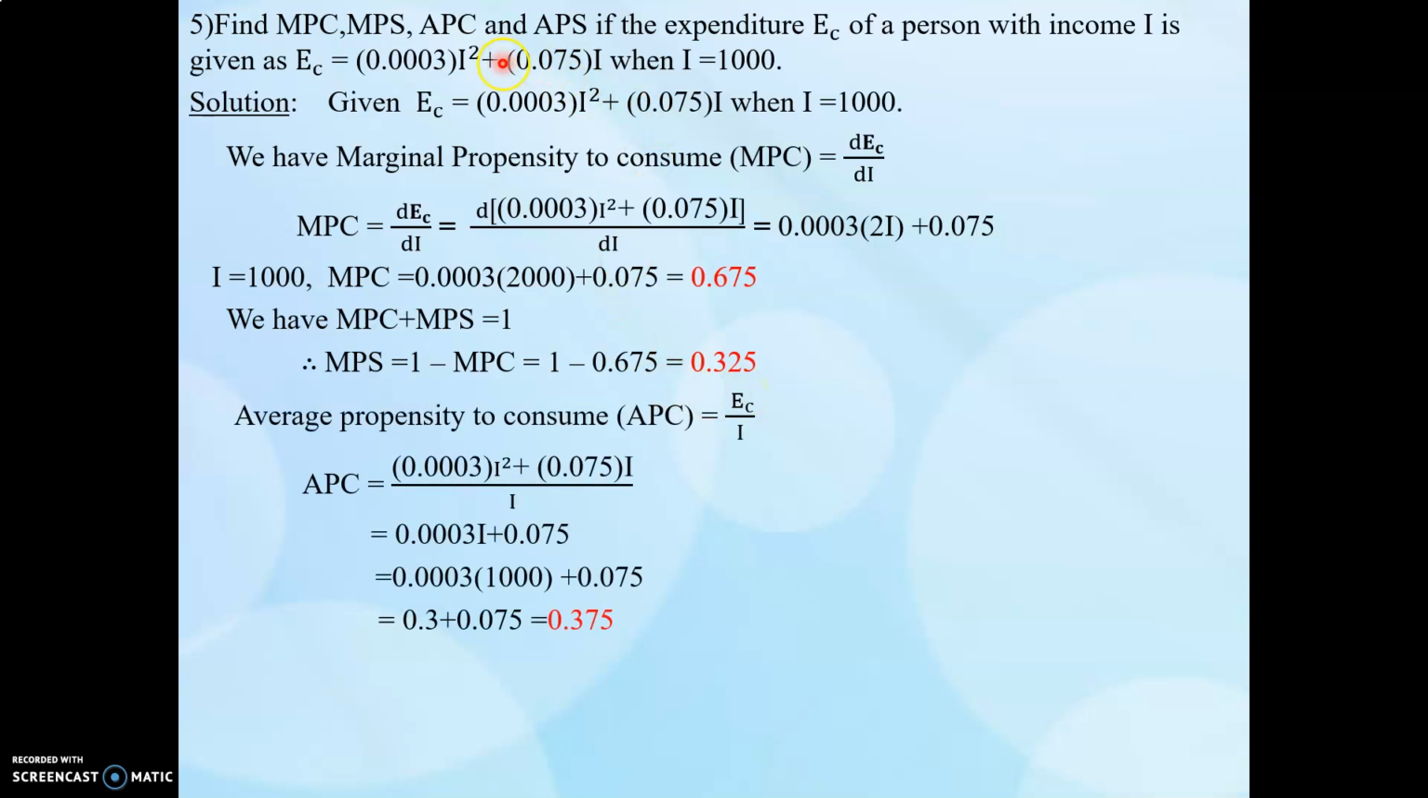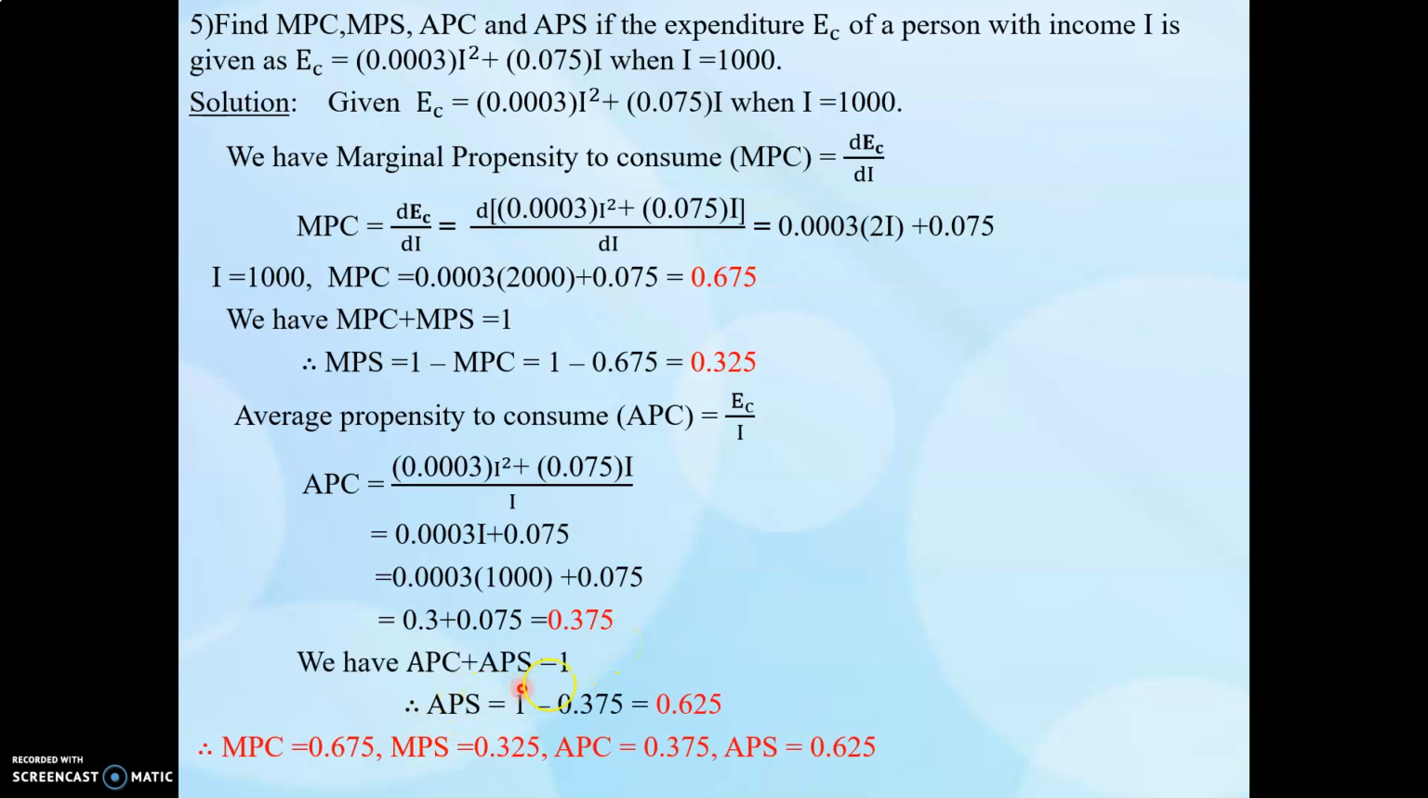Now, average propensity to consume APC is equal to EC upon I. So just substituting the value of EC and dividing by I, we will get 0.0003 I plus 0.075. Now you can substitute the value of I here, that is 1000. After substituting, you are getting 0.3 plus 0.075, that's equal to 0.375, the average propensity to consume. And we all know that APC plus APS is equal to 1. So to find APS, you can find 1 minus APC, that is 1 minus 0.375, that's equal to 0.625. This is the answer for this question.